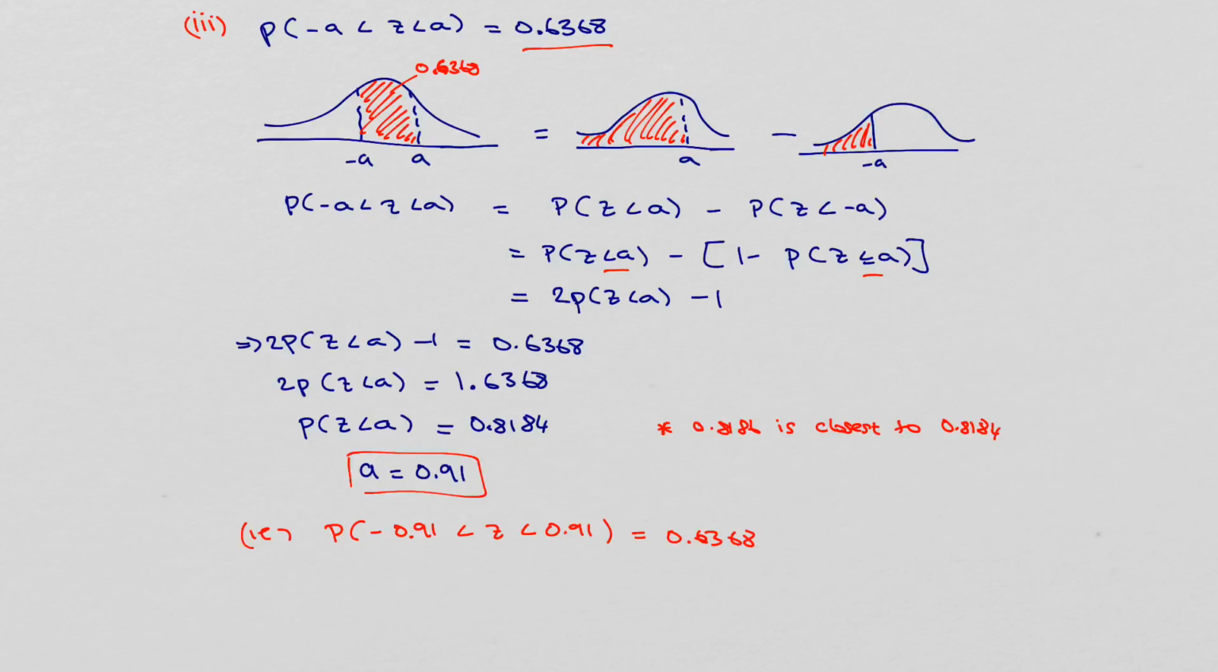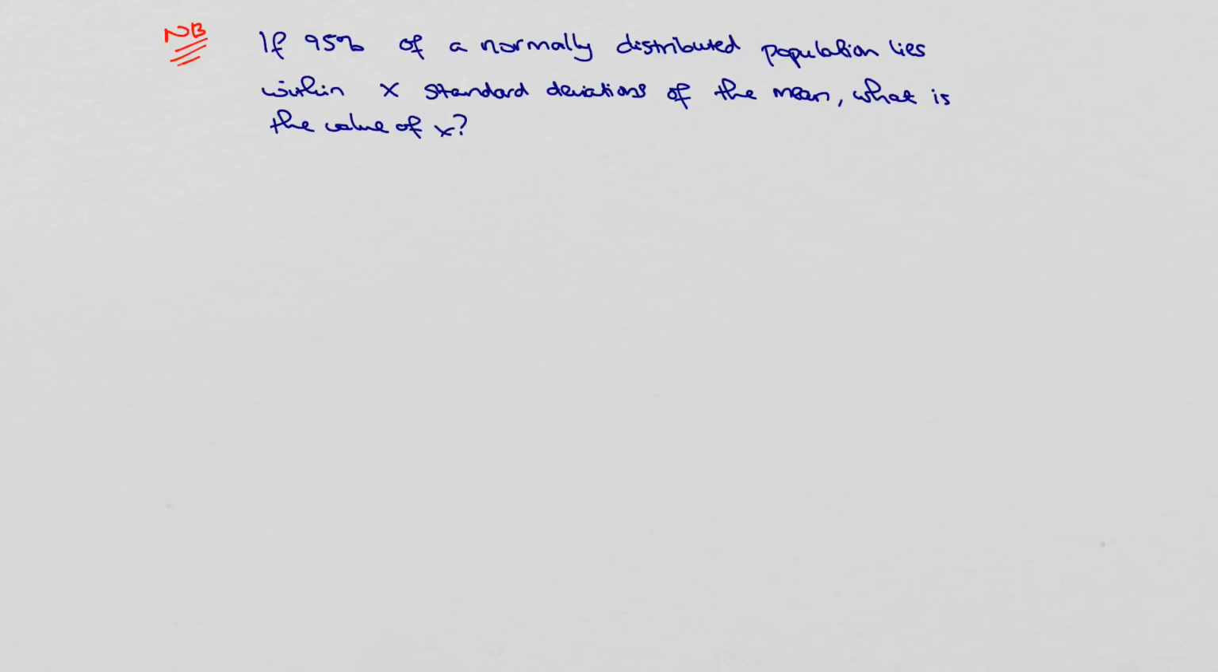So what I'll get you to do is have a look at the next example, and you're going to put a big fat NB next to this example. This is really, really important, because this is going to come up at a later stage when we're doing statistics 3 and hypothesis testing. But this is a nice, interesting question. The question reads: if 95% of a normally distributed population lies within X standard deviations of the mean, what is the value of X?